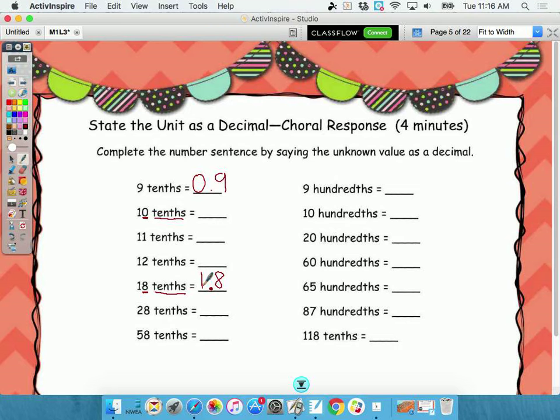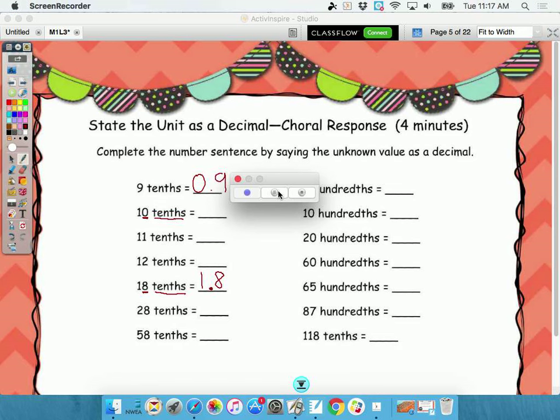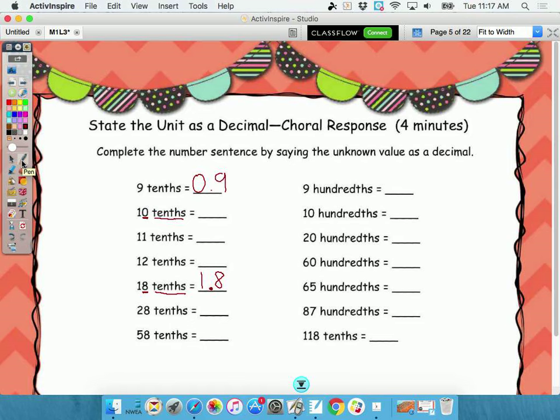I just want you to try column 1 for me. Everybody try column 1. I'm going to pause it for a few minutes. Okay, so 10/10 is the next one. Boys and girls, tell me what to write. 1.0. Now, do I have to have the 0 and the decimal? Yes.